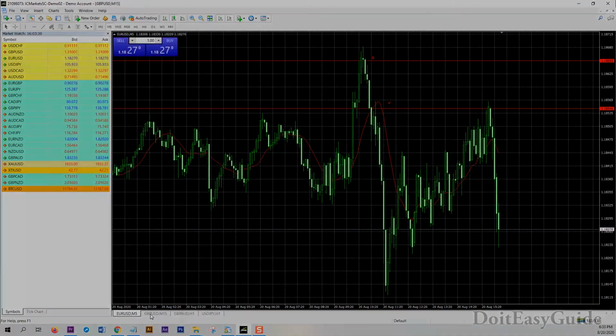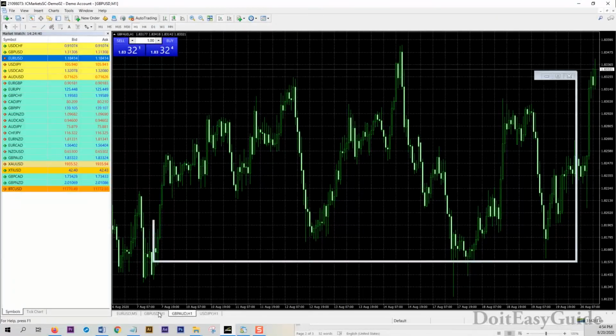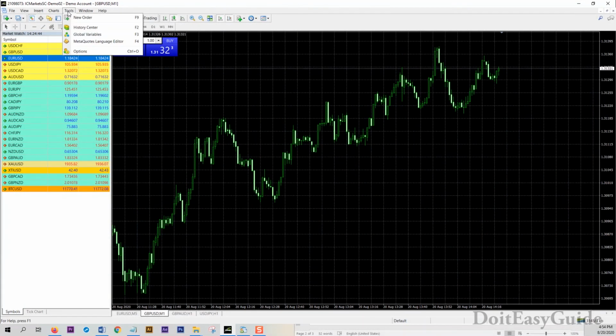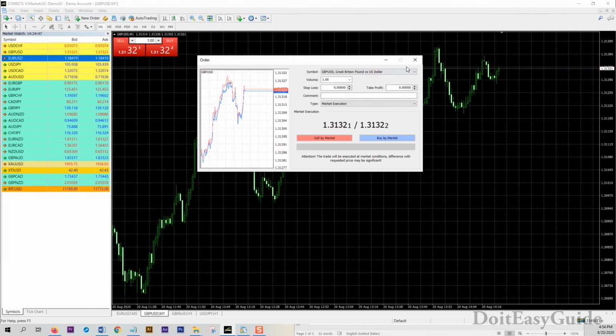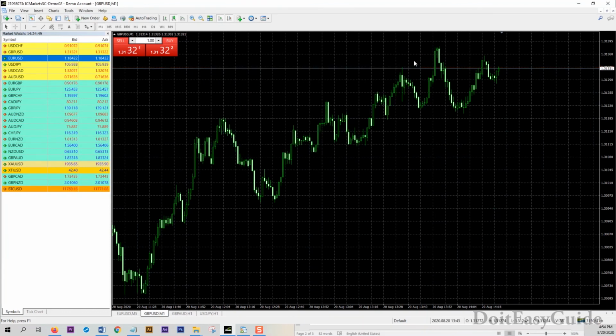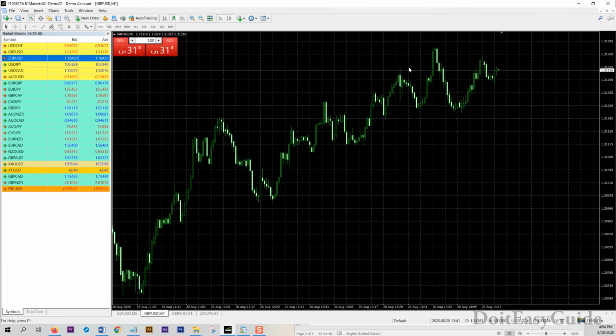All right, so that's it about pips and lot size. I hope you learned something from it, and if you are new to forex trading, don't worry, this is a long journey, and if you hang in there learning these things, you can easily master them. I'm going to stop this tutorial here. I'm sorry it was a long tutorial because I was going slow for the sake of new beginners.